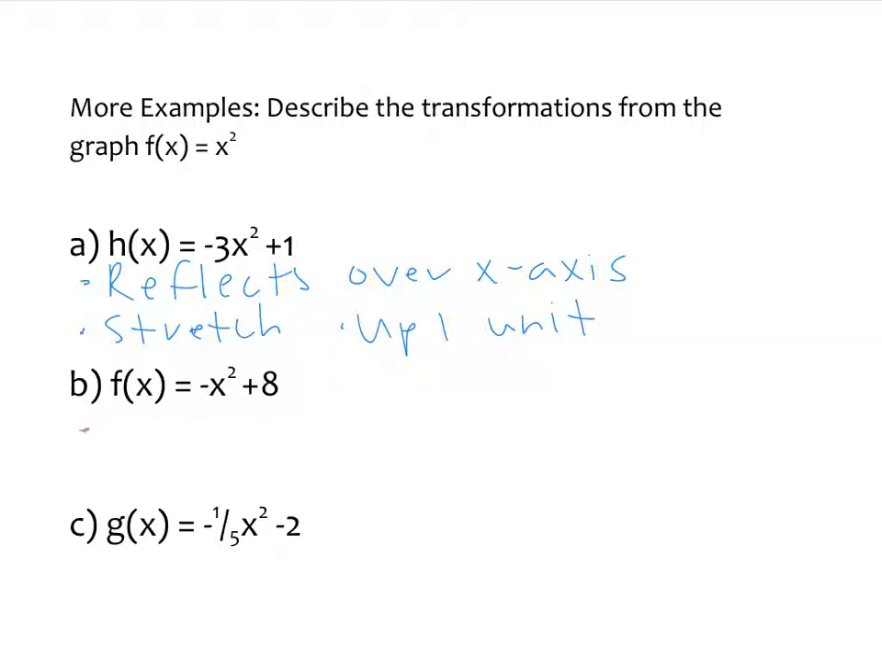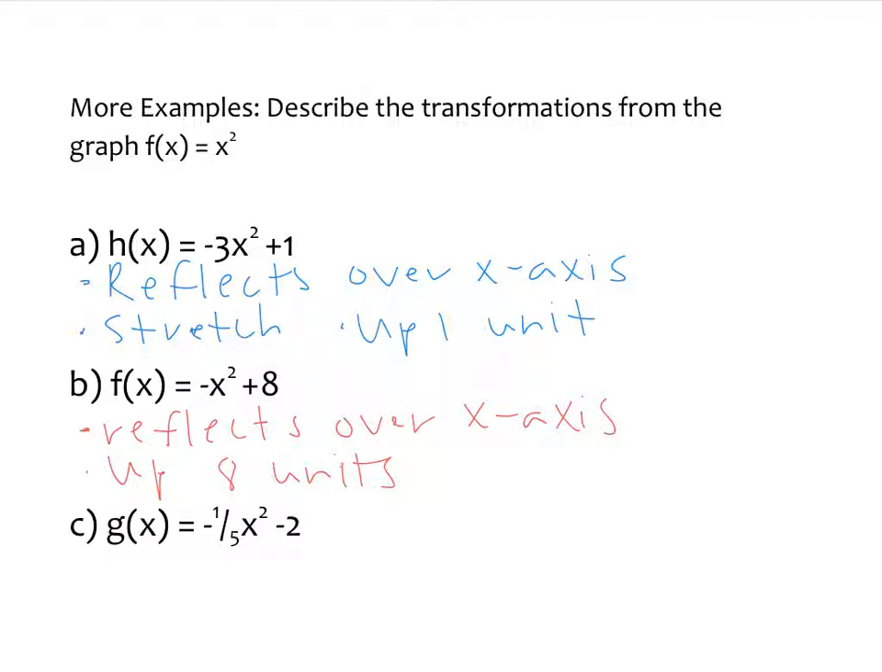Again, the negative in front means we have a reflection, reflects over x-axis. There is no coefficient in front of the x squared, so it's a negative 1. That just means we have a reflection, so the 1 just means that we're similar to the parent function. There is no stretch or compress. Then the plus 8 is up 8 units.